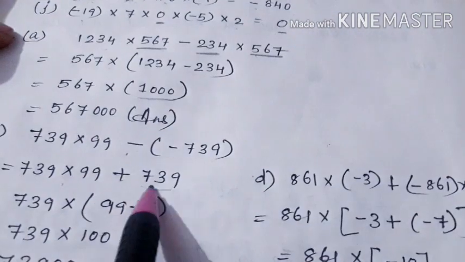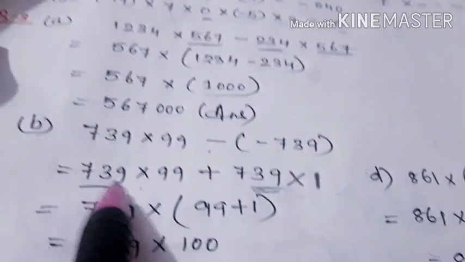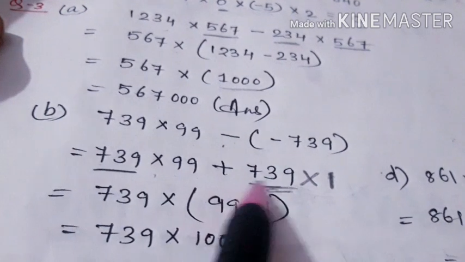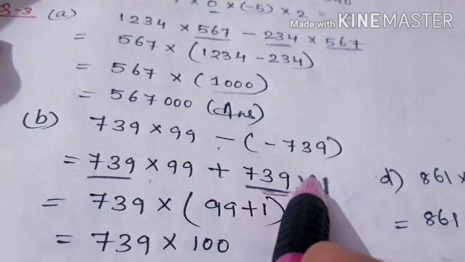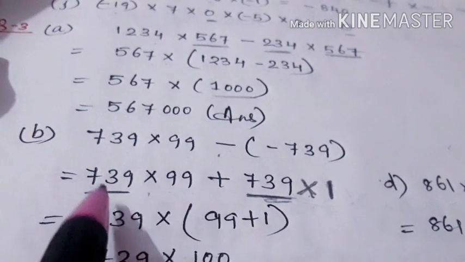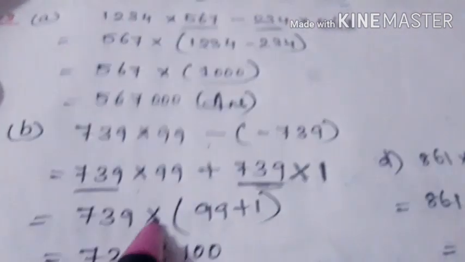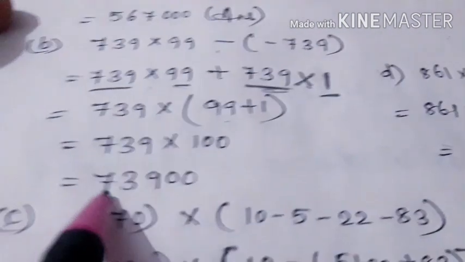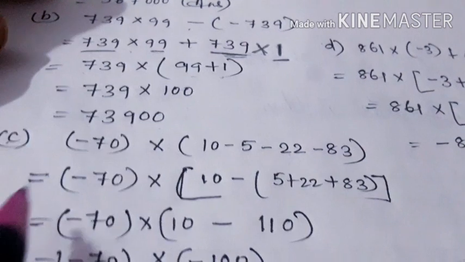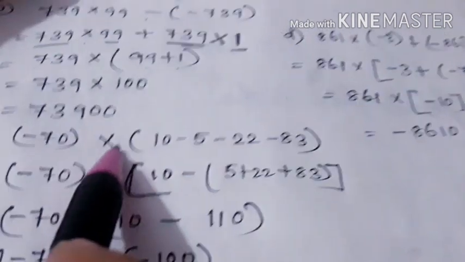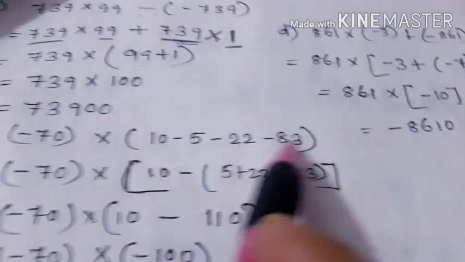Now B, 739 into 99 minus of minus 739. That is 739 into 99 plus 739. 739 alone means you write here multiplied by 1. Okay, you take common here. Here you see 739, and here also 739, which means multiplied by 1. Then you take 739 common, into whatever is left: 99 plus 1, which is equal to 100. Then 739 into 100, that is 73,900. Okay, now see. Here you see minus 70 into 10 minus 5 minus 22 minus 83.